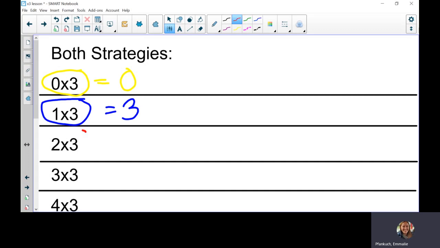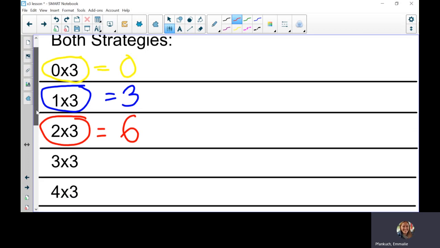Let me think of a different strategy. I definitely know all my 2's. So I know that if I count by 2's 3 times, 2, 4, 6. I've got that one memorized pretty well. So if you know your 0's, your 1's, and your 2's, you already memorized all 3 of those already.